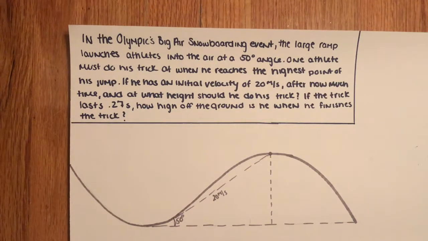This is the problem we will be solving. This problem states, in the Olympics big air snowboarding event, the large ramp launches athletes into the air at a 50-degree angle. One athlete must do his trick when he reaches the highest point of his jump.